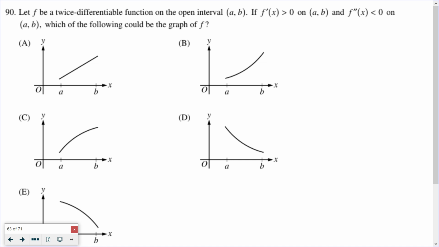If the first derivative is positive, that means your graph is always increasing, right? It's either A, B, or C. If the second derivative is always less than 0, then that means it has to be concave down. So which one of those is increasing and concave down? C. When in doubt, don't do that. Okay?